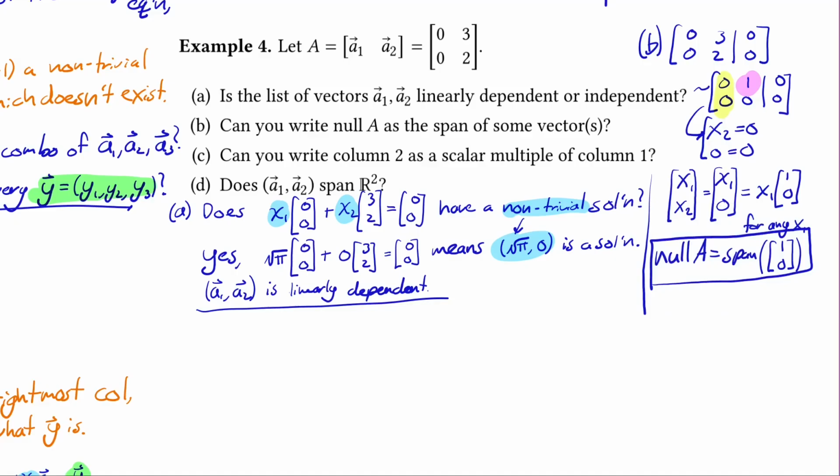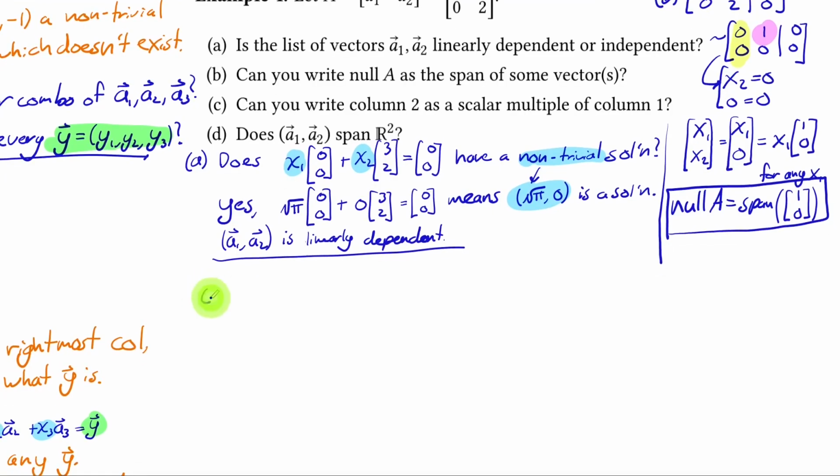Can you write column 2 as a scalar multiple of column 1? Well, let's write that out. So is there a scalar multiple of column 1 that gets you column 2, which is the vector 3, 2? No, there's no way to multiply x1 by 0 to get either 3 or 2.